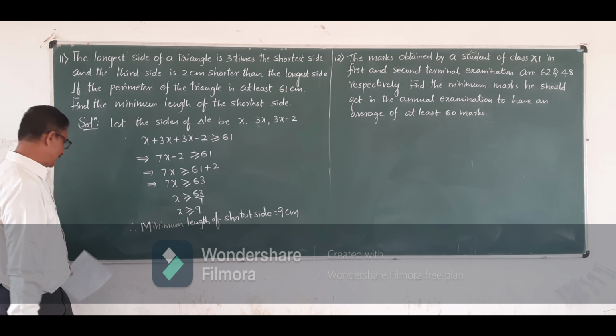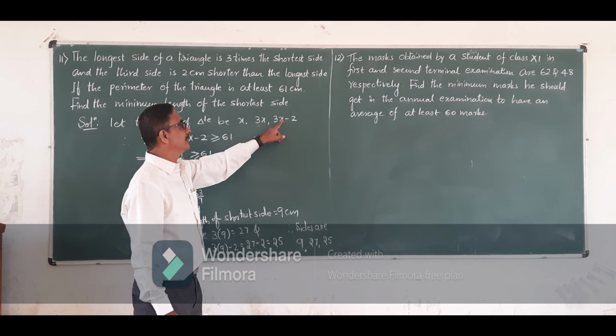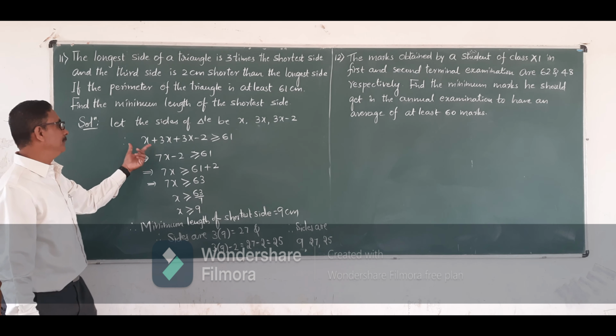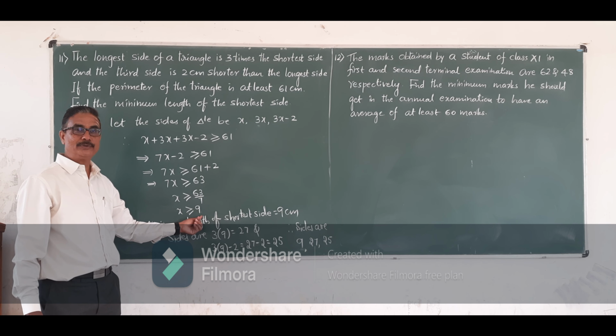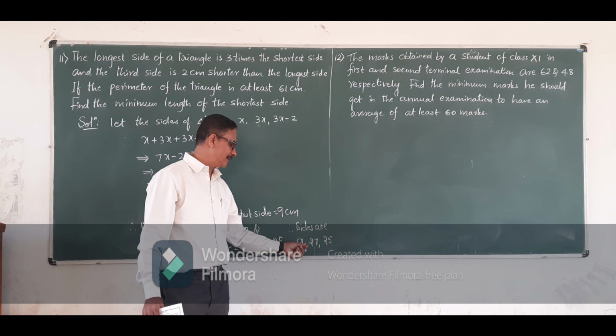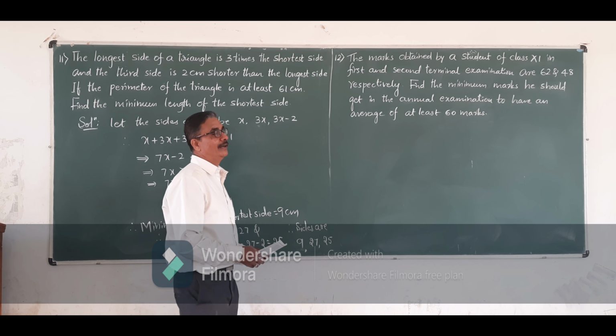So the longest side of a triangle is 3 times the shortest side, and the third side is 2 centimeters shorter than the longest side. This is the longest side, and the third side is 2 centimeters shorter: 3x minus 2. We got 3 sides. According to the question, the perimeter is the sum of all sides, at least 61, more than or equal to 61. Simplify and we get the shortest side value 9 centimeters. Then the other sides are 27 and 25. Therefore the sides are 9, 27, 25.